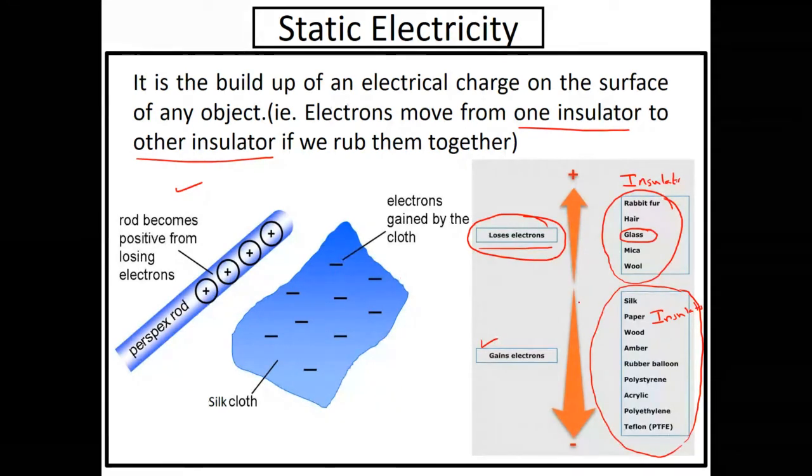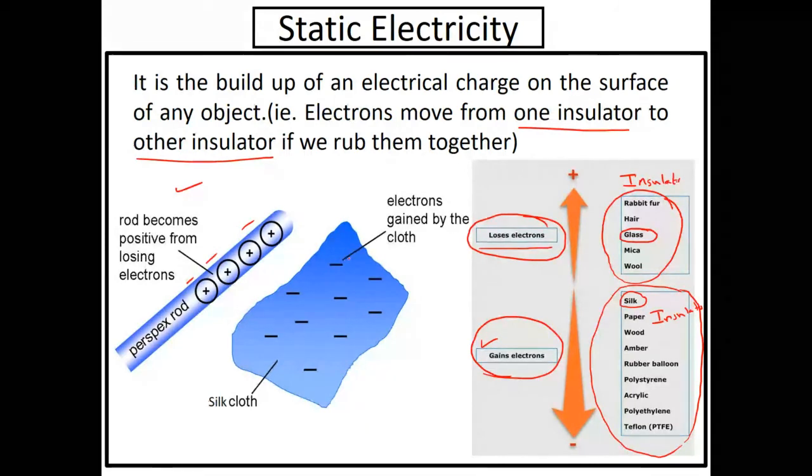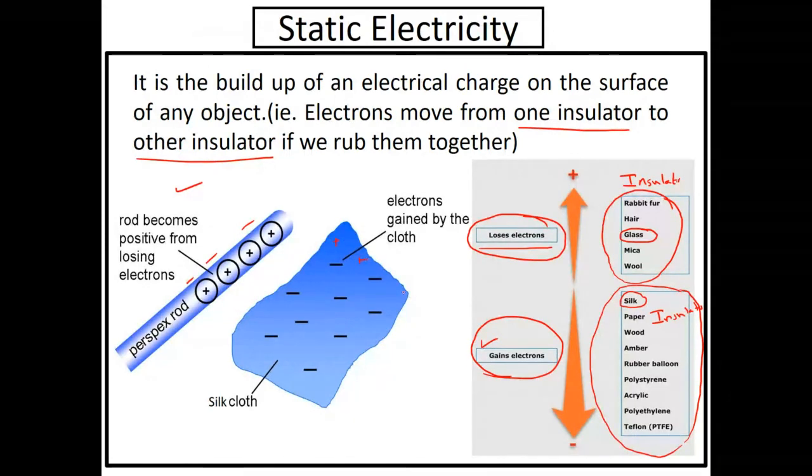Clear? But what is the nature of the silk? When you rub the glass rod with the silk, what is the nature of the silk material? It will gain the electron. So when you rub the rod with the silk, all the negative charges in the rod will transfer to the silk material.